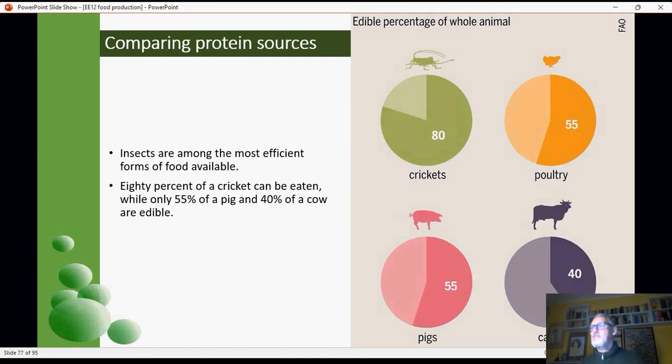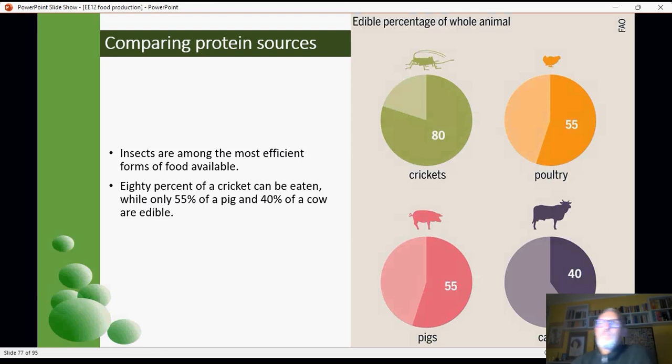Now, let's have a look at some data, because again, we need to be thinking about data here. So, if you look at the percentage of the protein source which can actually be eaten, because of course bones and skin and stuff get used for other stuff, you can see it's quite clear that something like crickets, 80% of the body of the cricket is essentially available as a protein source. Whereas compare that to chickens and pigs, that's about 55%, and cattle is even lower at 40%.